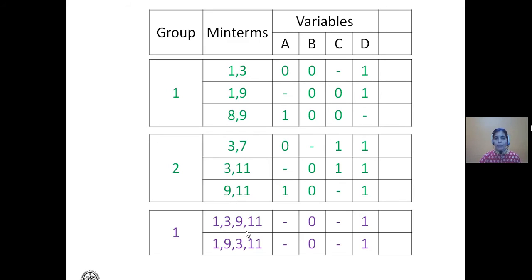So if we compare 1 3 with the remaining 3 pairs in group 2, we first match the dash, which is at C, and it matches only with 9 and 11. So the grouping can be done of 1 3 9 and 11 only. That is why the first group is 1 3 9 11. We put a dash at C.